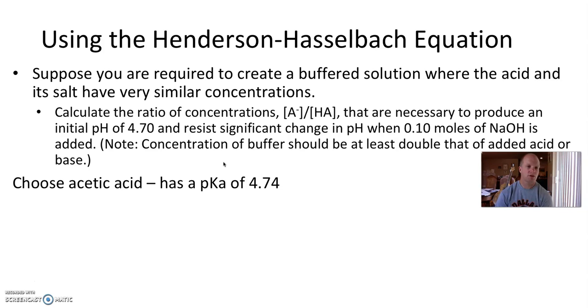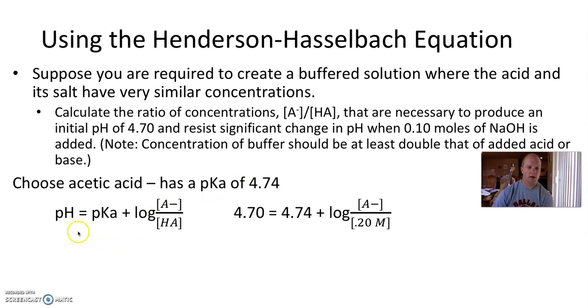So I'm going to choose acetic acid because it has a pKa of 4.74, and if we want a pH of 4.7, that's super duper close. Okay, so here is our Henderson-Hasselbalch equation, right? And here is our Henderson-Hasselbalch equation with values plugged in. So I plugged in the pH that I want. I plugged in the pKa of the weak acid, acetic acid, that we're going to use. And I plugged in down here, I want 0.2 molar of the acetic acid, right? So that I can deal with the 0.1 moles of NaOH. That way I have extra wiggle room, right? Before I run out of acid or base.